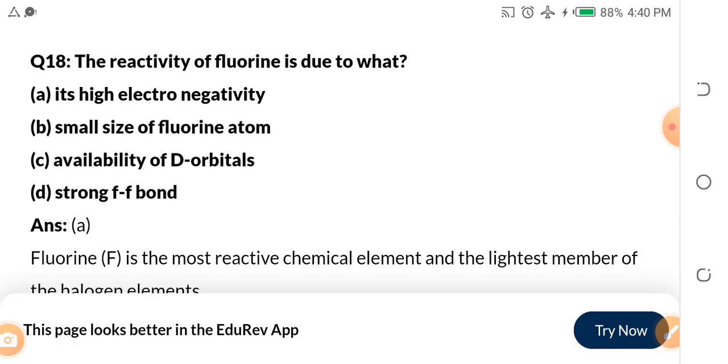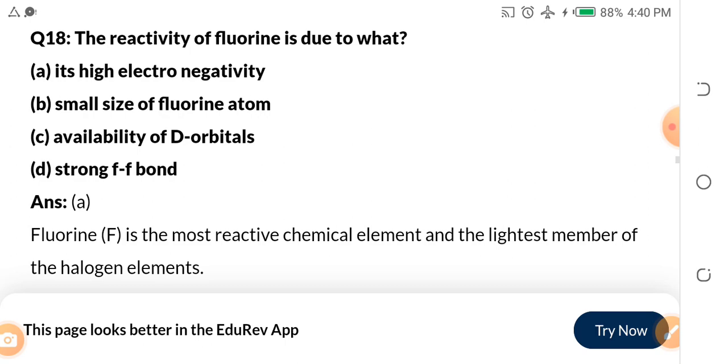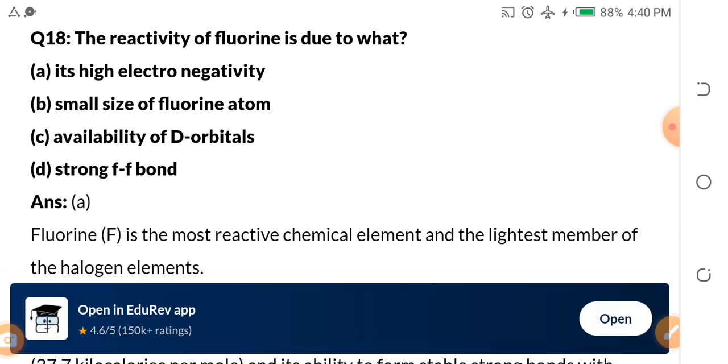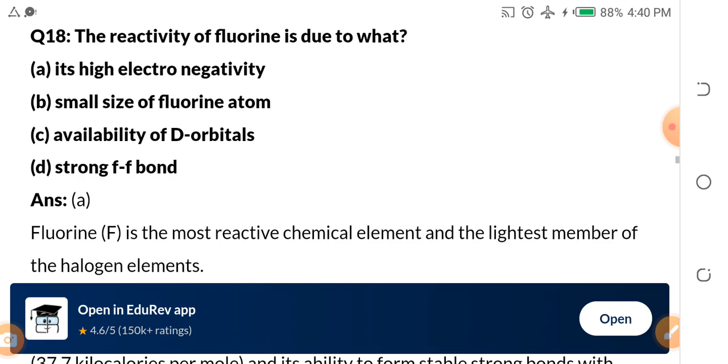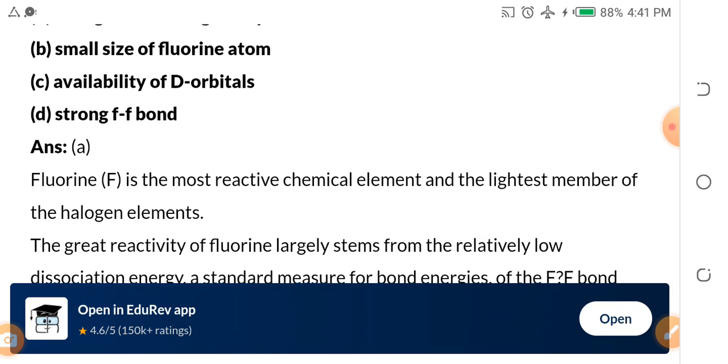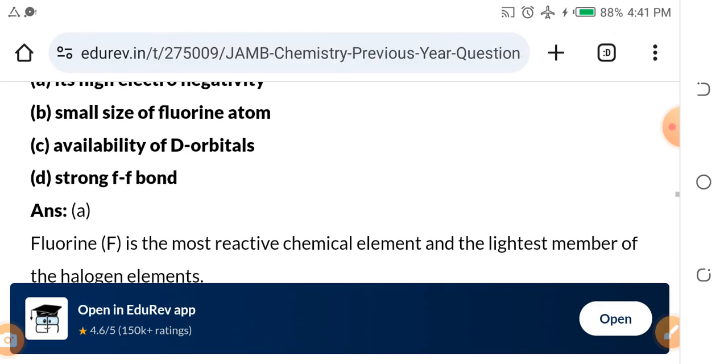The reactivity of fluorine is due to what? A. Its high electronegativity. B. Small size of fluorine atom. C. Availability of d orbitals. D. Strong F bond. The answer is simple. Fluorine is the most reactive chemical element and the lightest member of the halogen elements. So the answer is A.